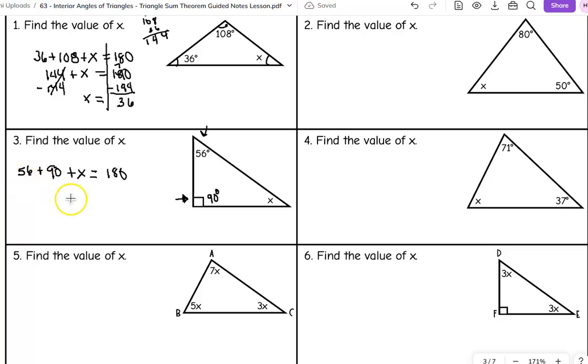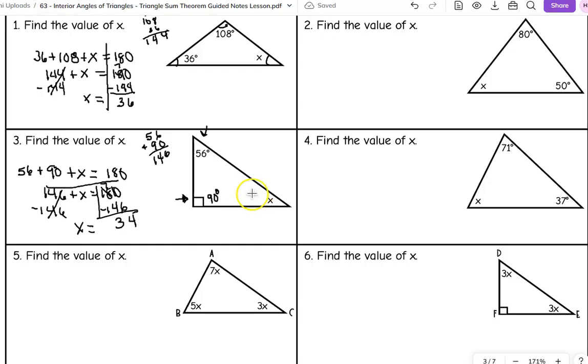So 56 and 90 are constants, so I can add those together. 56 plus 90. 6 plus 0 is 6. 9 plus 5 is 14. So I have 146 plus x equals 180. Again, I'm going to balance my equation. I'm going to subtract 146 from both sides. This cancels out, and I'm left with x. Again, I have to regroup. So 10 minus 6 is 4. 7 minus 4 is 3. 1 minus 1 is 0.